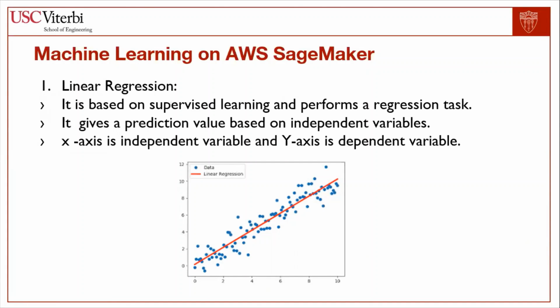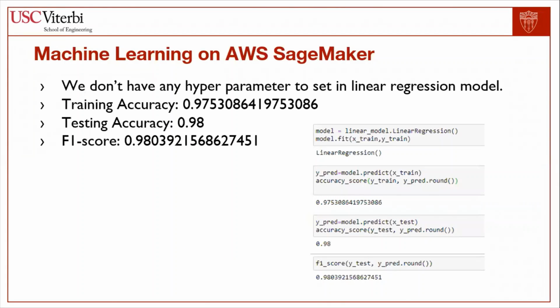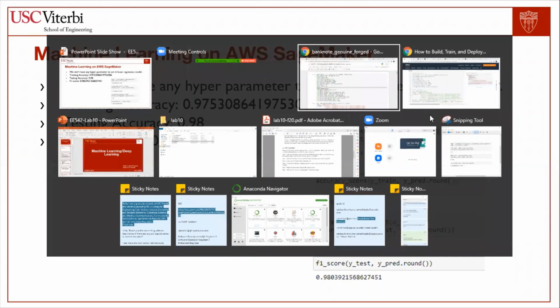So the first is linear regression. It is based on supervised learning and performs a regression task. It gives a prediction value based on independent variables. The x-axis is the independent variable and the y-axis is the dependent variable. Here we don't have any hyperparameter to set in the linear regression model. So now let's see the code.